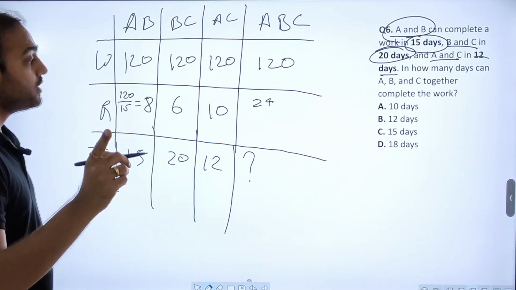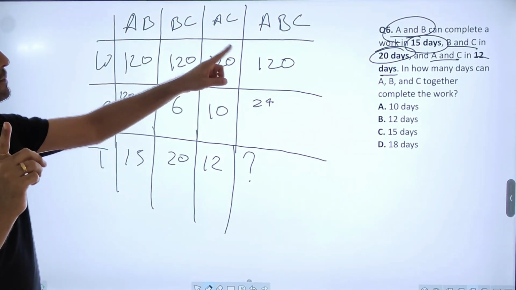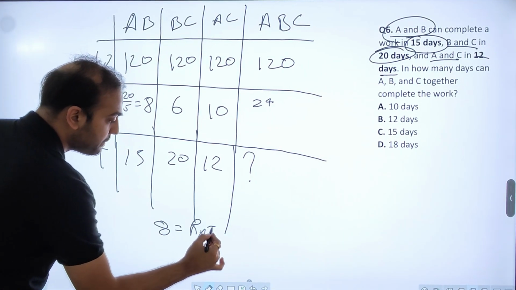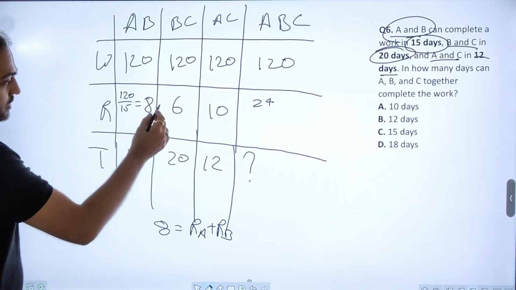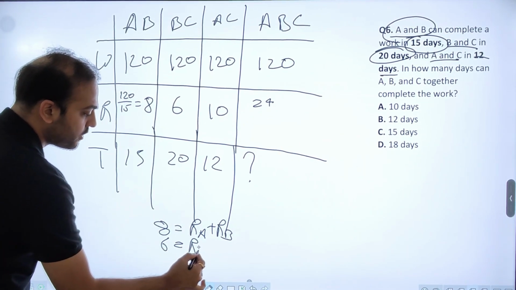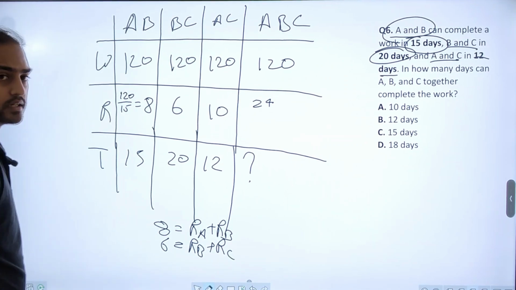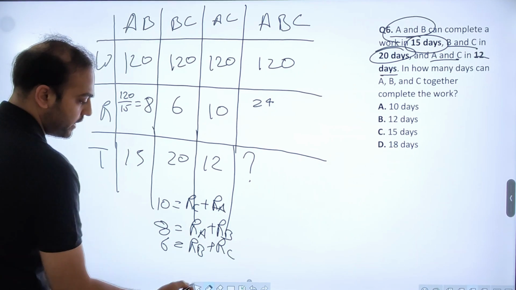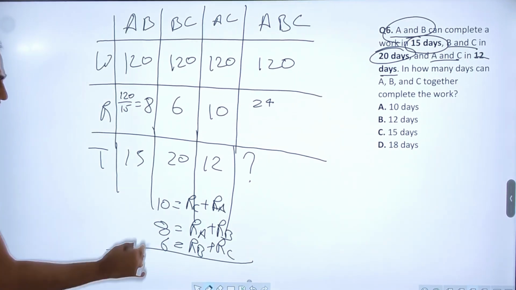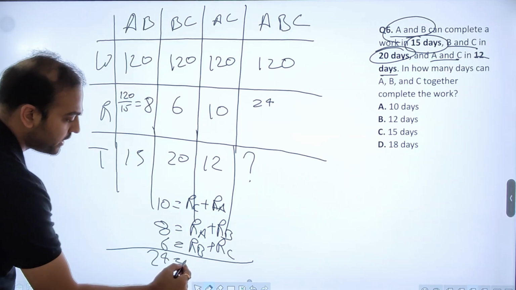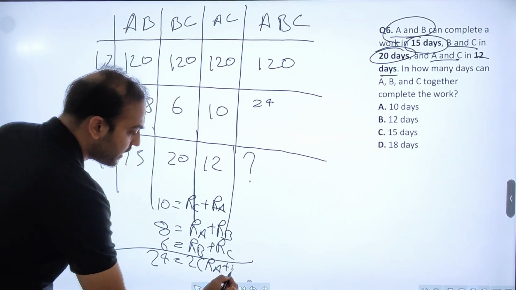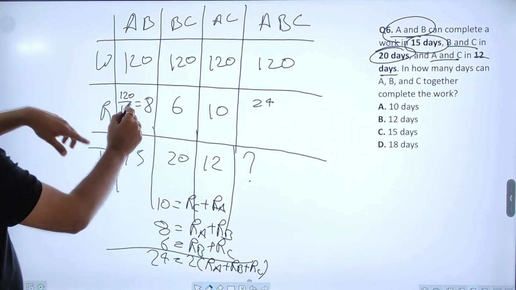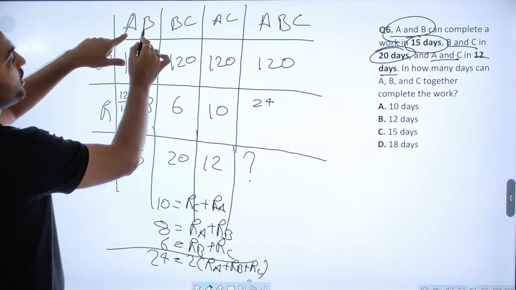But remember, this 24 is not the rate of ABC. See, this 8 is actually rate of A plus rate of B. This 6 is rate of B plus rate of C. And this 10 is rate of C plus rate of A. So when I add all the three, this 24 is actually 2 times the rate of A plus B plus C. Okay, see here, if you see 8, 6, 10, if I add it, what is happening?